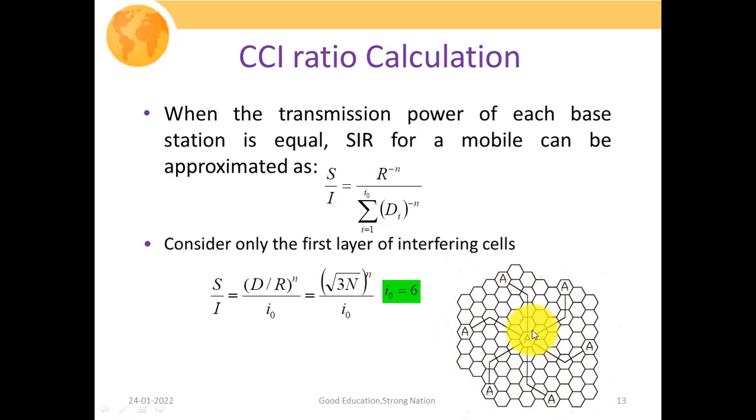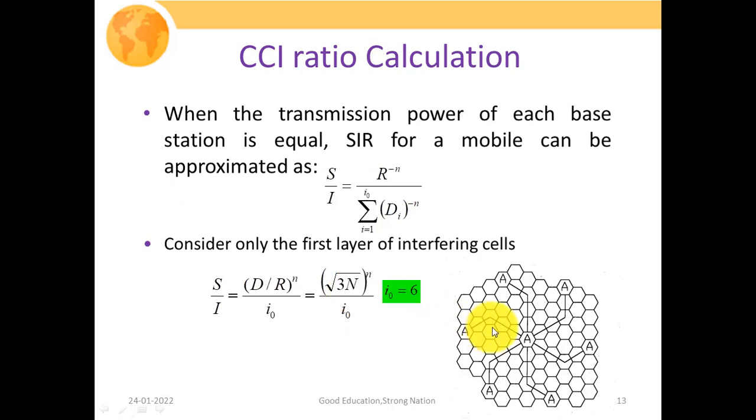Considering only the first layer of interfering cells, the signal to interference noise ratio can be given as (D over R) to the power n upon I0, where I0 represents the number of co-channel cells. We have already mentioned that the ratio D upon R can be evaluated as square root of 3 times N, where n is the exponent.